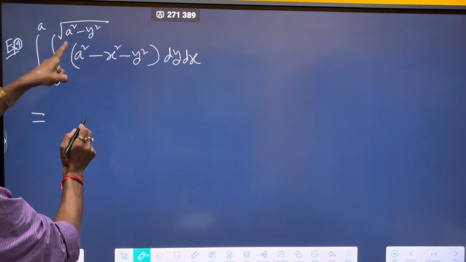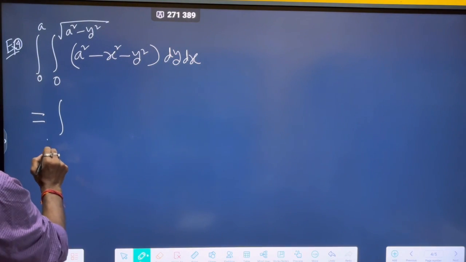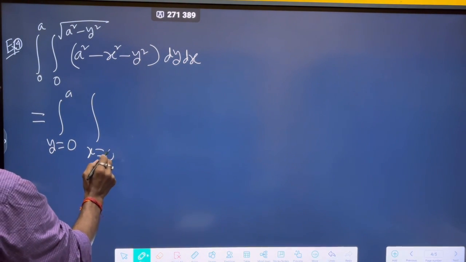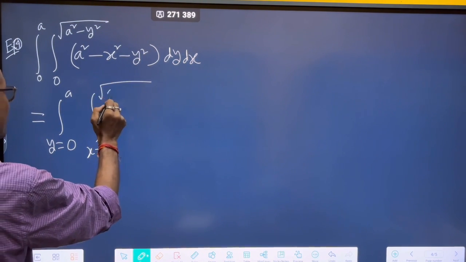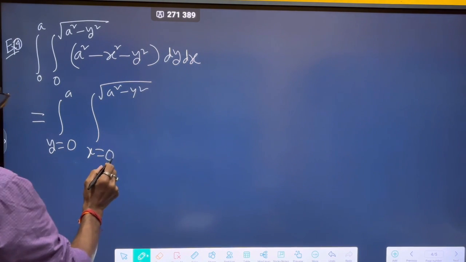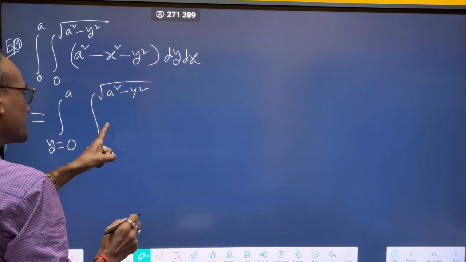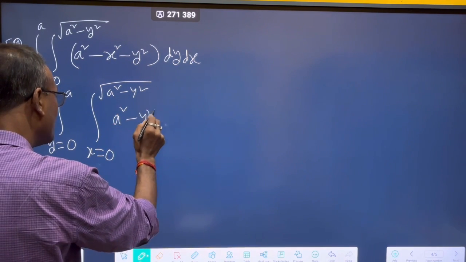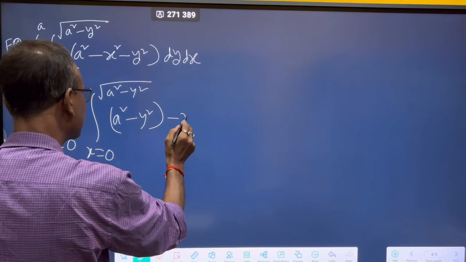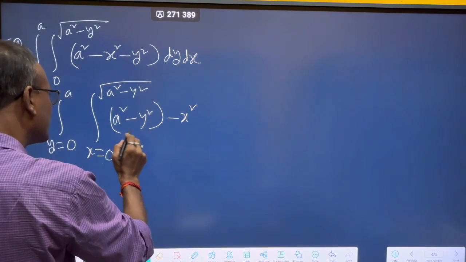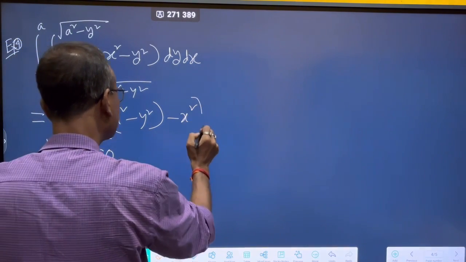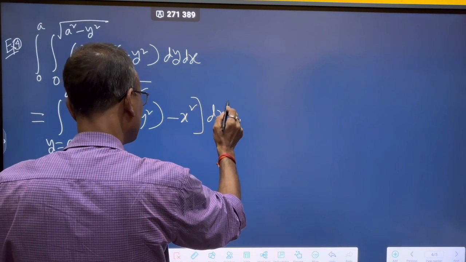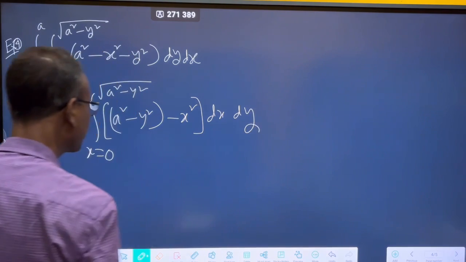Y equal to 0 to a, x equal to 0 to root over a square minus y square. You are integrating with respect to x, treating y as constant. Therefore, you should put it like that, dx and dy.